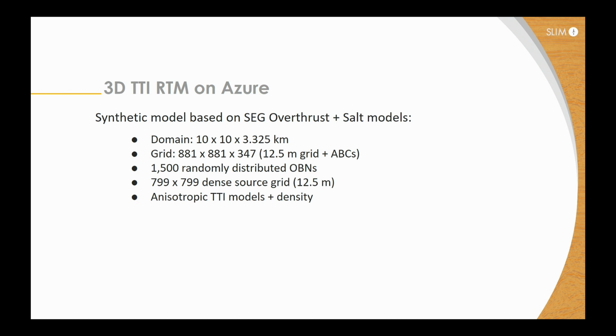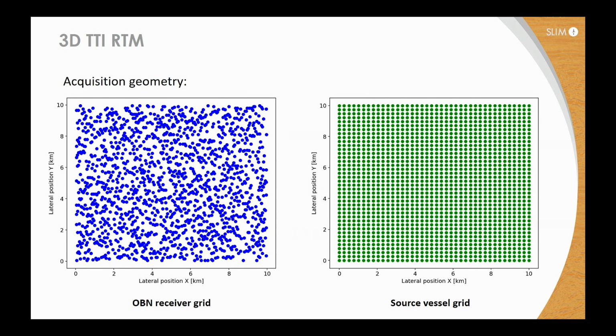We're going to have 1,500 randomly distributed ocean bottom nodes, and we have a dense source grid of 799 by 799. But we're going to use source receiver reciprocity to actually only model 1,500 shots. So this is the dense source vessel grid. This is the random OBN receiver grid. But then for modeling, we're going to flip that, so we only have to model 1,500 shots.